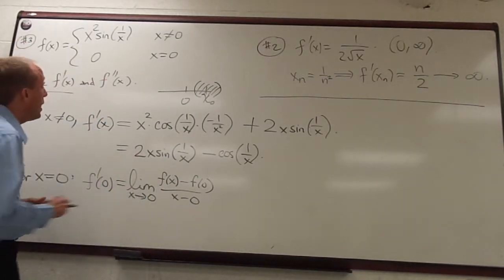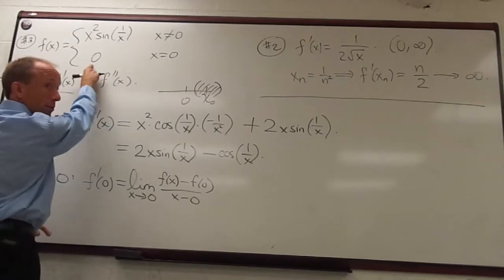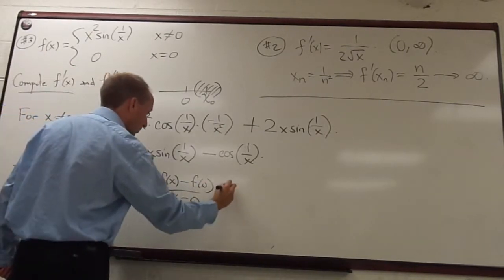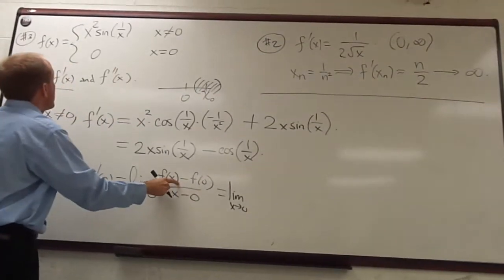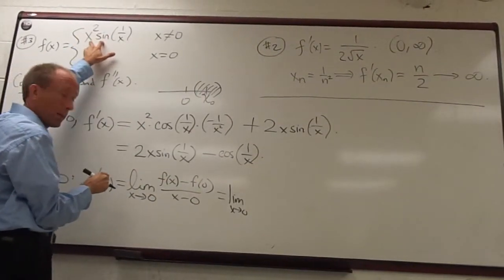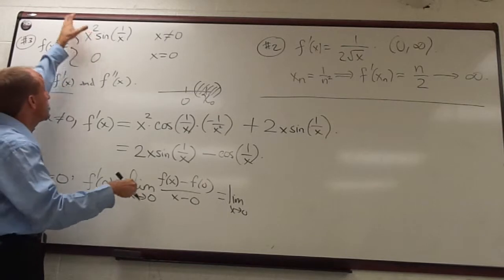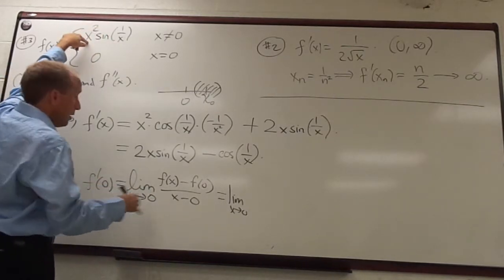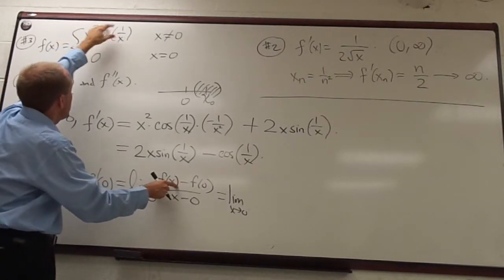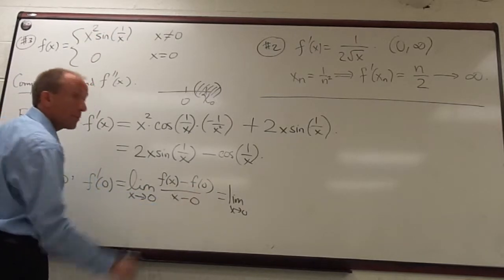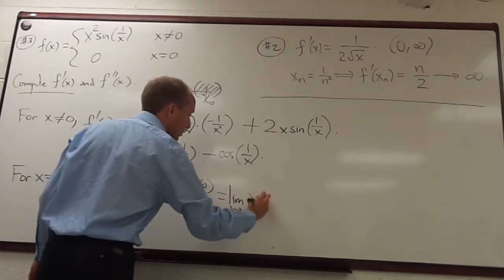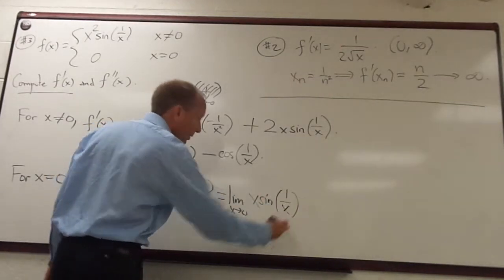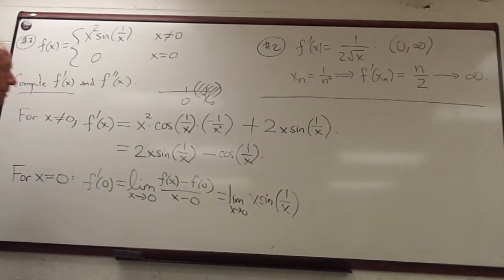Okay? F of 0 was given as 0, so I can simplify this quite quickly. The numerator is just f of x, the top part, because x is not equal to 0, so I'm just evaluating the top line. I get x squared sine of 1 over x, and then over x. So I'll cancel one of those x's. I'm skipping some details, if that's okay. I just get the limit of x sine of 1 over x.